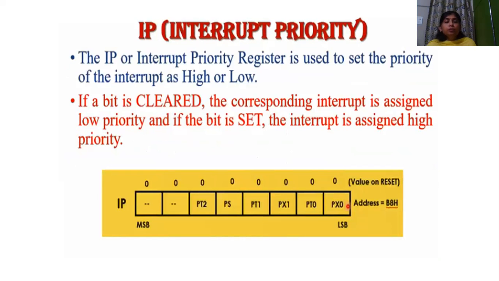Interrupt priority is used to set the priority of the interrupt as high or low. If the bit is cleared, the corresponding interrupt is assigned low priority, and if the bit is set, then the interrupt is assigned high priority. The address of interrupt priority is B8H.